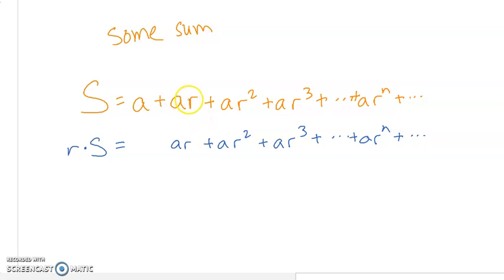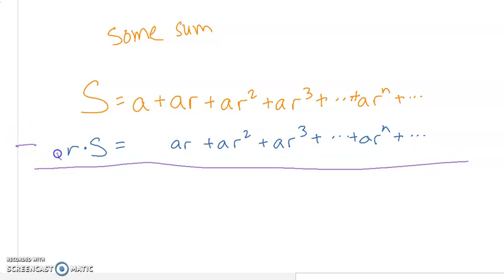We're going to find that every single term in the blue is going to match up with a term in the orange. The only thing that doesn't get paired up is this a. So that's kind of nice, because now if we decide to take those two equations and subtract them, well, the left side becomes s minus r times s.